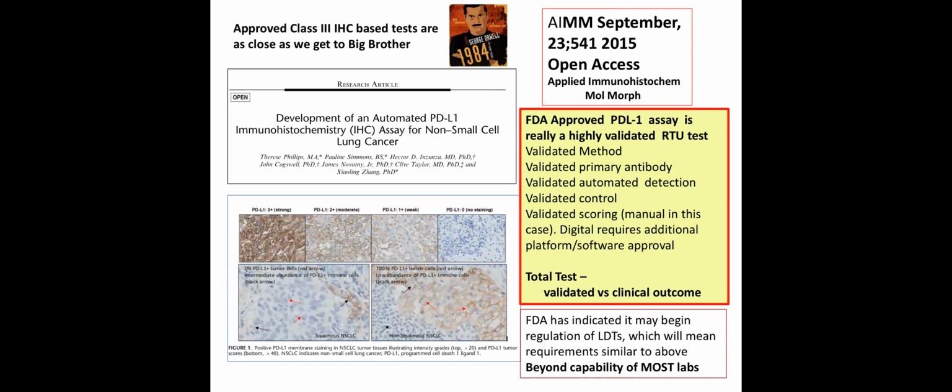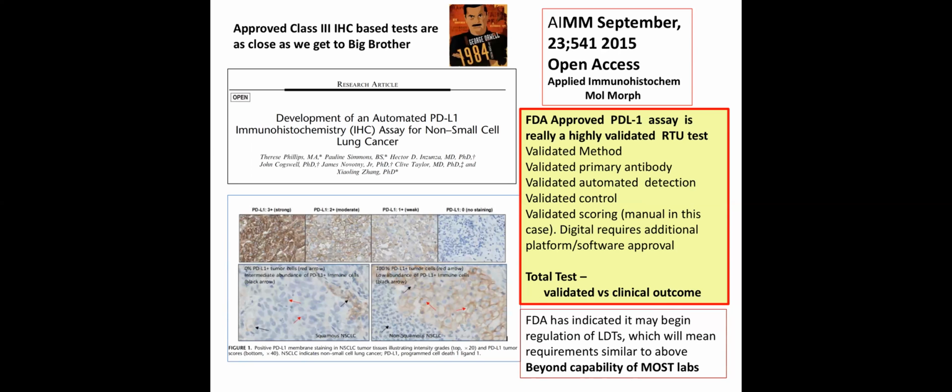The method is rigorously validated. The primary antibody is rigorously validated. The automated detection system, it's an automated platform, is validated. The control system is validated, and the scoring method is validated. In this instance, it's a manual scoring method. If a digital algorithm was to be used, then that also would have to be validated, including the scanning platform and the software. And each of those validated approvals would be specific only for that companion diagnostic and that specified companion drug.